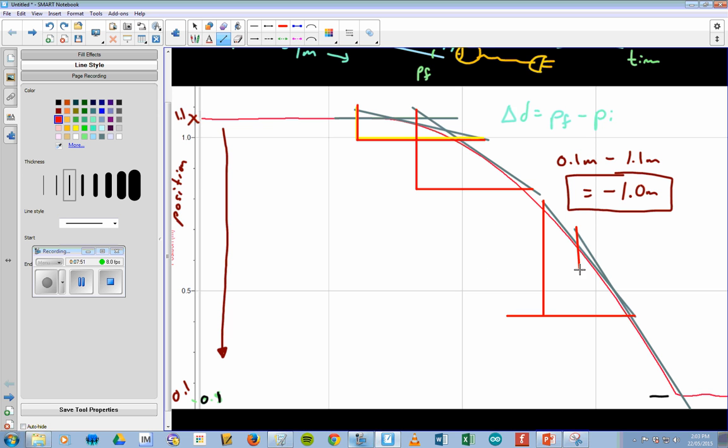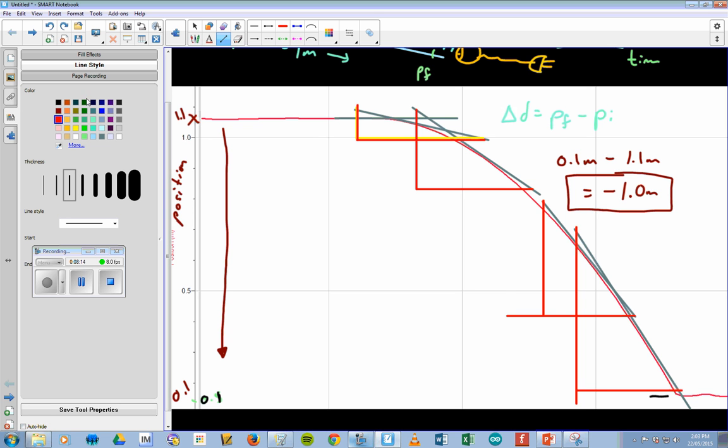And you see what's happening here is we're getting more and more rise for the amount of run that we have. In other words, the displacement change is getting higher and higher and higher. So what we're tracking here by drawing all these little slopes is the change in velocity as time goes by. This is an example of accelerated motion. Okay.